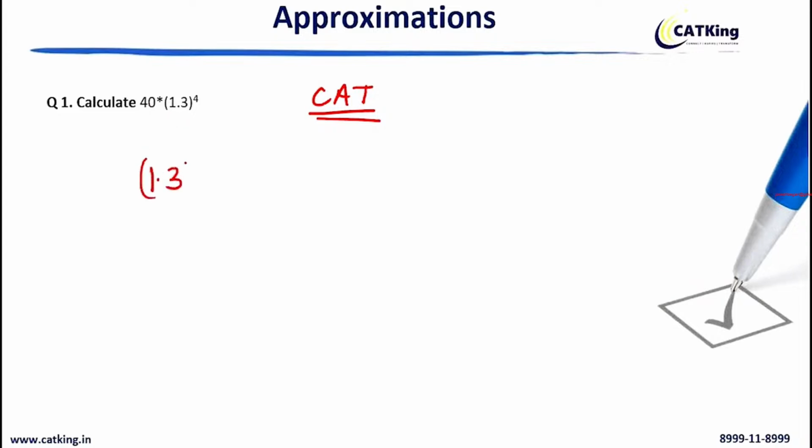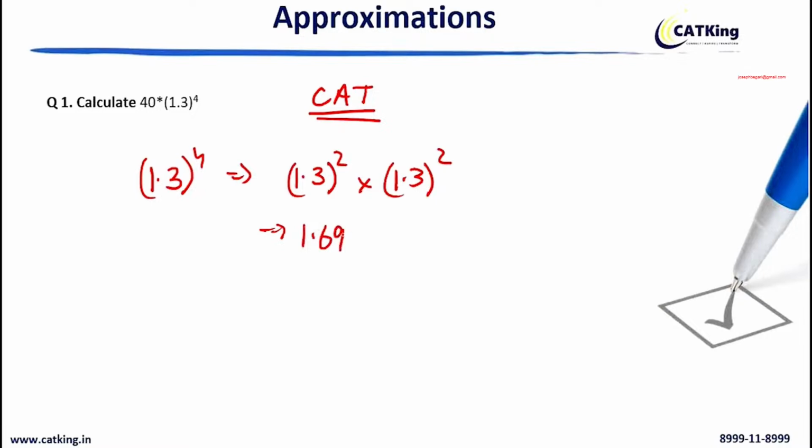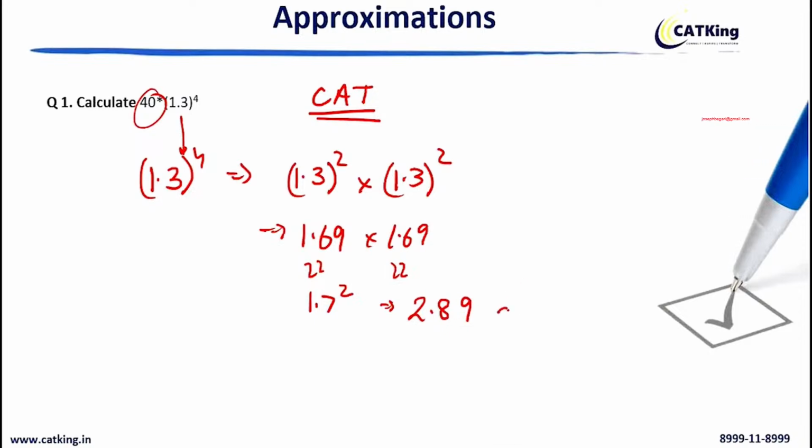Like I have to calculate 1.3 to the power 4. In the previous video of squares, I have told you how to calculate squares. So I can write it as 1.3 square into 1.3 square. What is 13 square? 169. This becomes 1.69 into 1.69. I can approximate this to 1.7. This becomes 1.7 square. What is 17 square? 289. Hence your answer for this part is 2.89. Or again I can approximate it to 2.9.